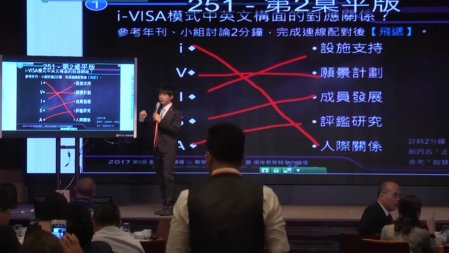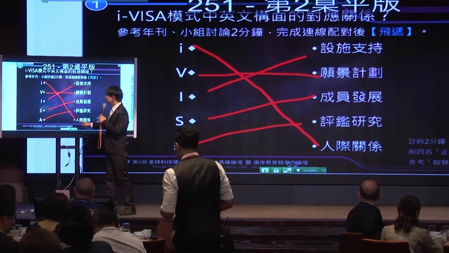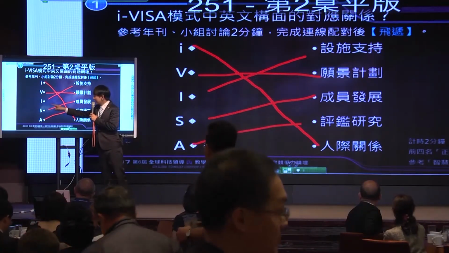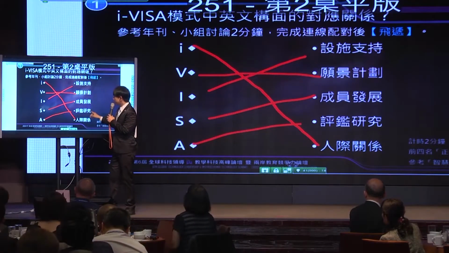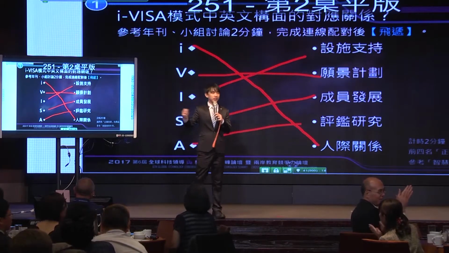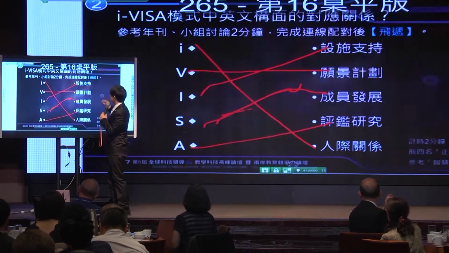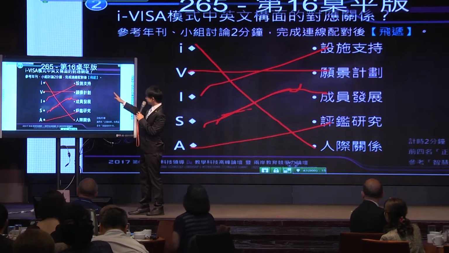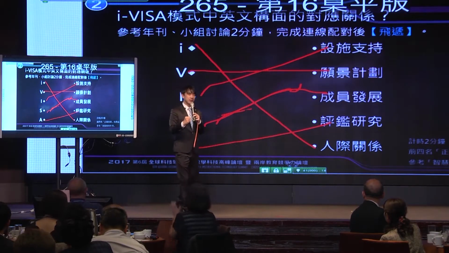Let's take a look at them one by one. Table 2. I, interpersonal relationships. V for vision. The third one, facilitation support. And the fourth one, development, and the fifth one is for evaluation assessment. So number 2, do you get it right? Yes. And table 16, the same answer, correct. Congratulations.